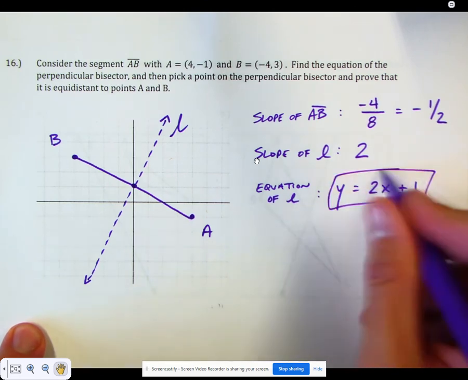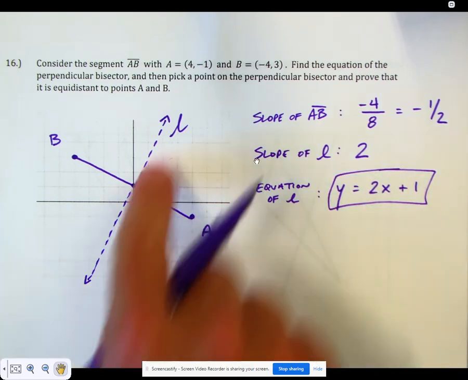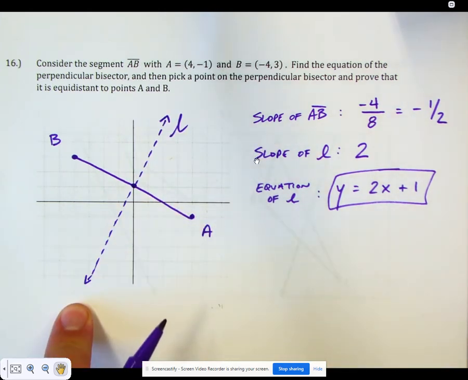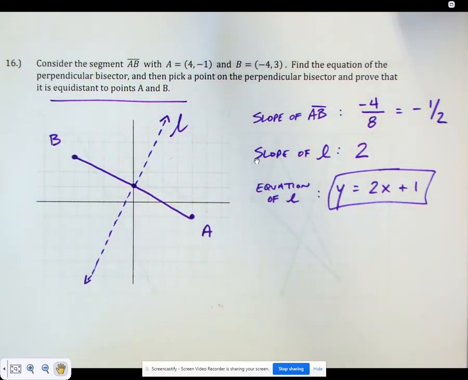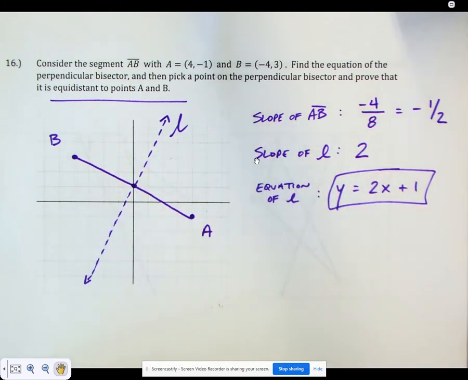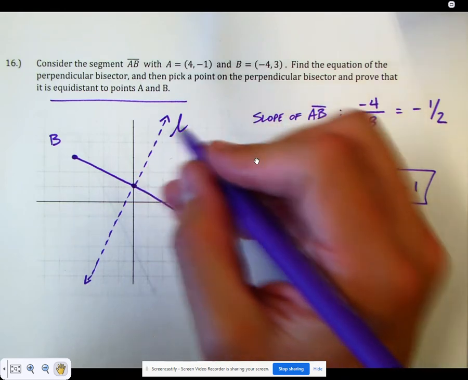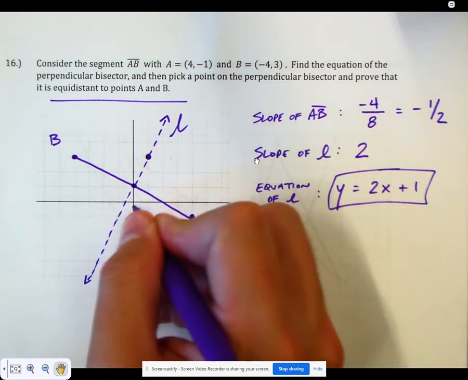There's our equation. Now, what the question says is pick a point that's on this line, and prove that it's equidistant to points A and B. So let's pick a point. What's the point that's on this? Well, we follow the slope of up 2 over 1. Let's make our life easy. Let's pick this point here. So this is the point 1, 3.